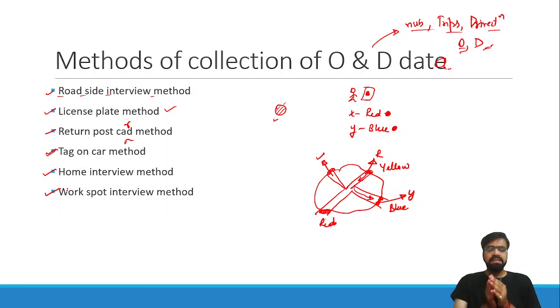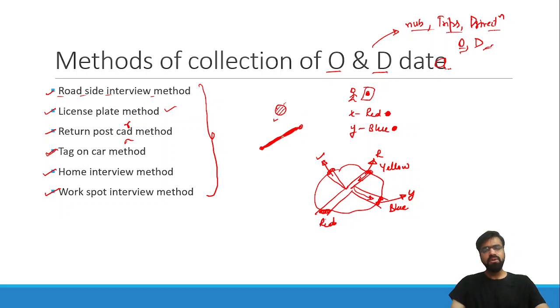You can choose a sample size from a zone, and from that sample you can interact and ask the desired questionnaire. This is also an effective method if the commuters cooperate. So these methods are used to collect the origin and destination data, and then using this data we prepare the desire lines. The thicker the desire line, this means the more this route is used by the commuters.